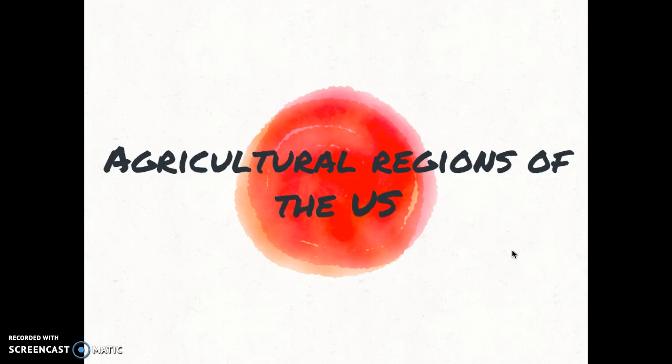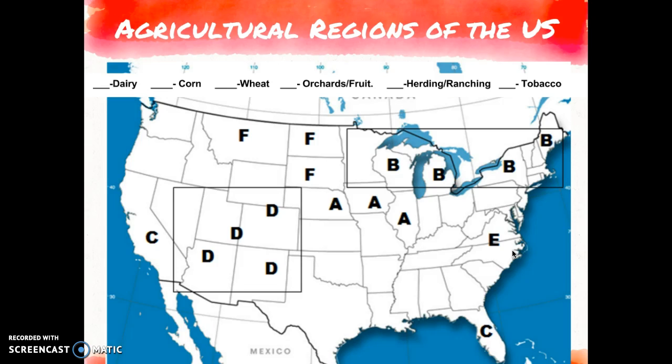Okay, the last thing that we're going to talk about is the agricultural regions of the United States. Looking at this map, I hope that you can kind of tell where these agricultural regions are. Remember that we are going to find dairy in region B of the United States, corn in region A, wheat in region F, orchards and fruits in region C, herding and ranching in region D, and tobacco in region E.